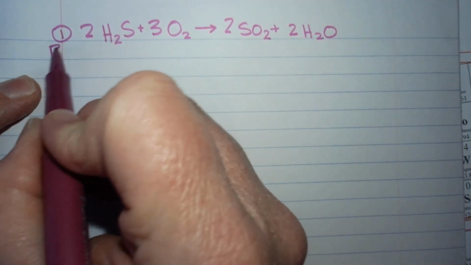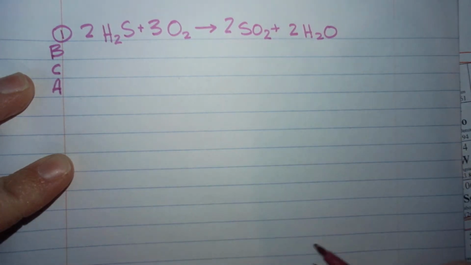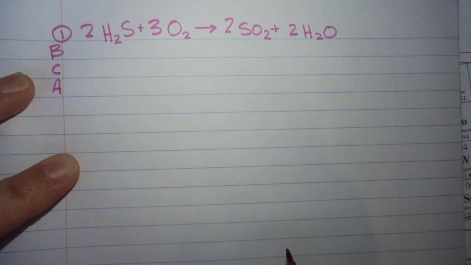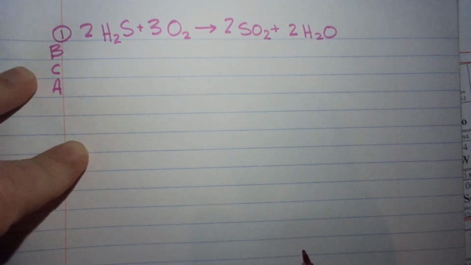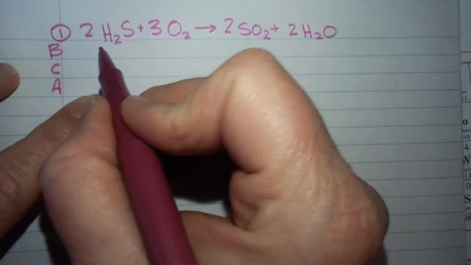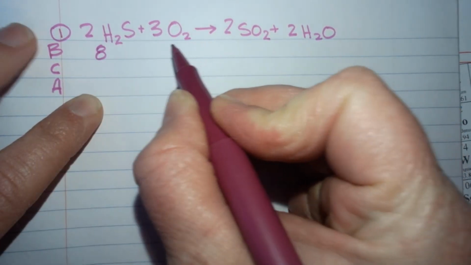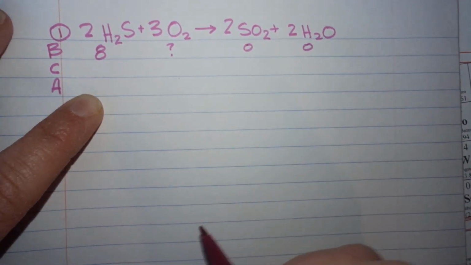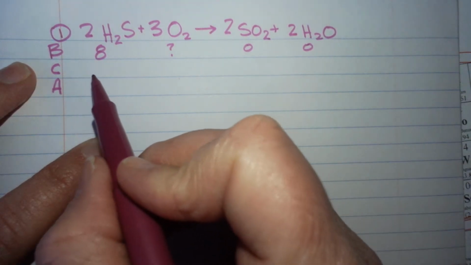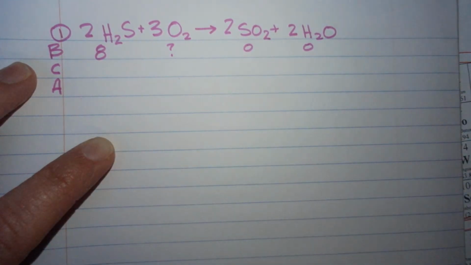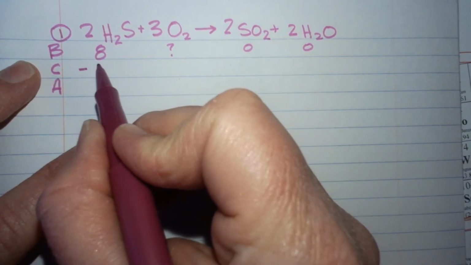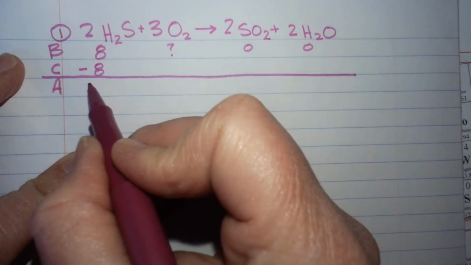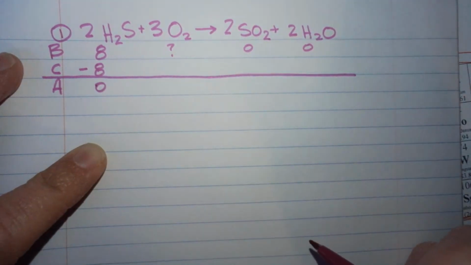And I'm gonna start. So in the problem, it said 8 moles of hydrogen sulfide. How many moles of oxygen gas would be needed to completely burn 8 moles of hydrogen sulfide? So before I have 8, this is my question, and I don't have any product. I haven't done it yet. During the change, we completely burn the 8 moles. So we're going to take that away. And then that will leave us with 0 moles of hydrogen sulfide.